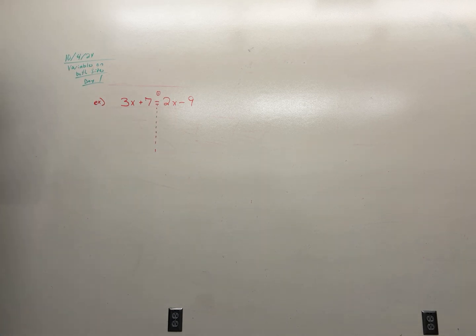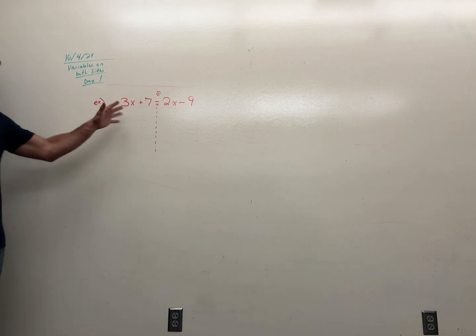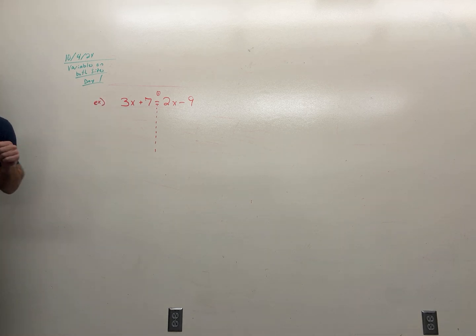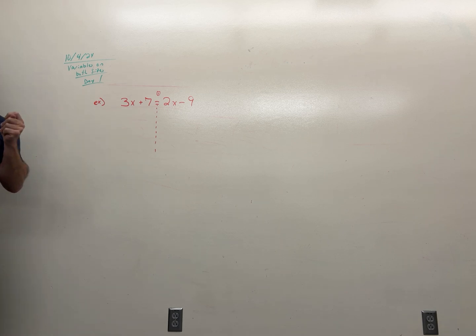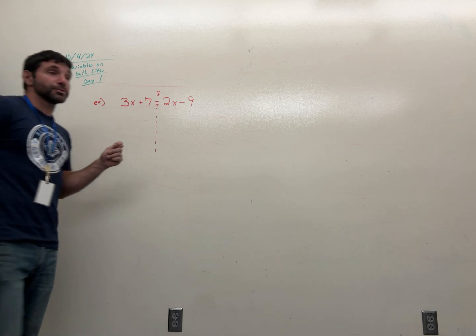Step 2 says distribute if necessary. Is there any distributing in this problem? How do we know there's no distributing? There's no parentheses. Okay, no distributing, no parentheses. Good. Step 3. Combine like terms on the same side.